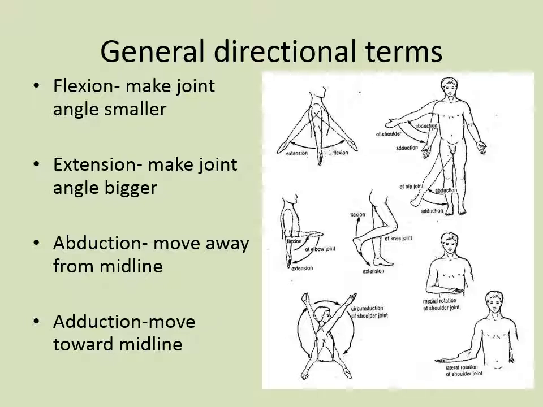Abduction would be to move away from the midline. So if we were talking about abduction, that would be moving out or away. Similar to like if somebody is kidnapped, they're moved away from their family. Abduction is the body part being moved away from the midline of the body. Adduction is being moved toward the midline of the body, so toward the belly button, say for instance if it's the shoulder, or the hand when we're talking about the shoulder.